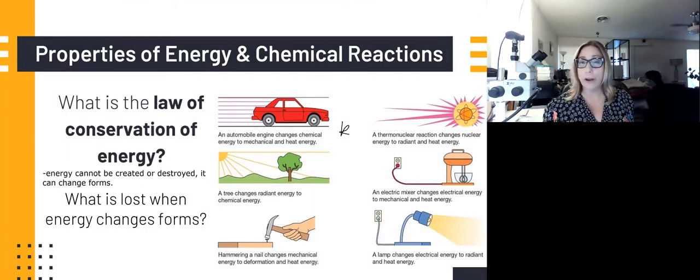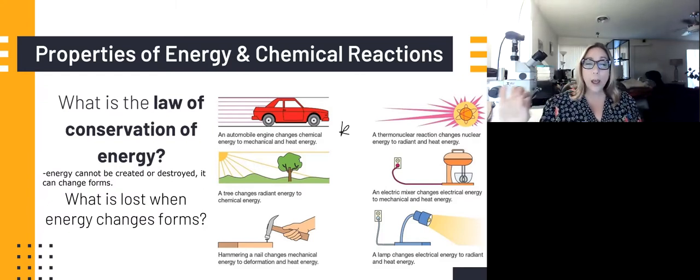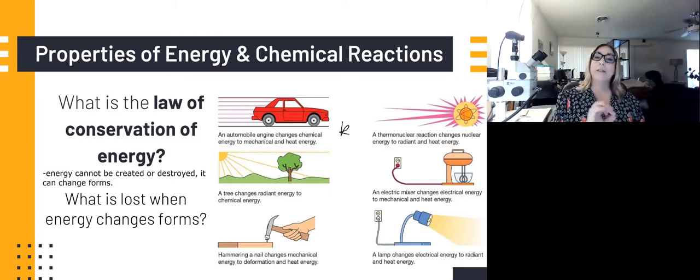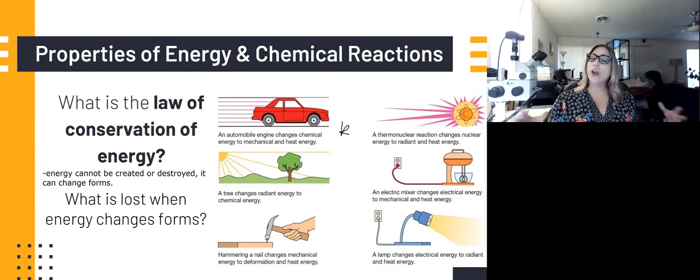You can tell I don't know much about cars. So the energy is going from the chemical energy in gasoline to the actual movement of the vehicle. That is energy changing forms. Now, anytime that energy changes form, some of that energy is lost as heat. That's why when your vehicle is running, there's heat coming off of the car.